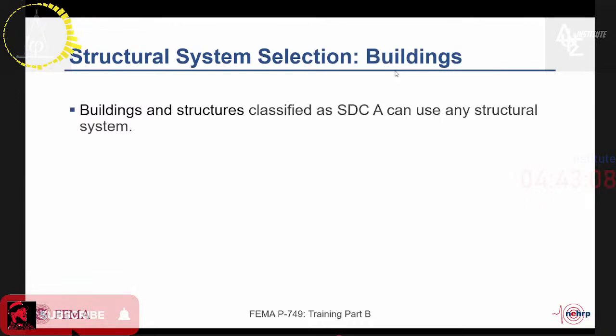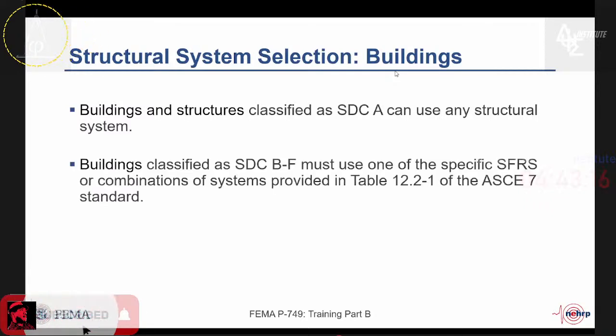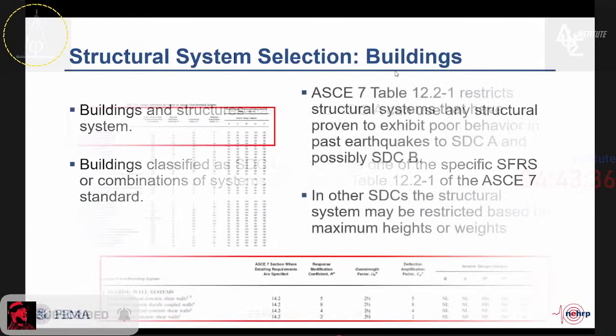Buildings and structures classified as seismic design category A can use any structural system, including structural systems that don't appear in the standard. Buildings classified as seismic design category B through F must use one of the specific seismic force resisting systems or combinations of systems provided in Table 12.2-1 of the ASCE 7 standard, or in tables contained in Chapter 15 for non-building structures.